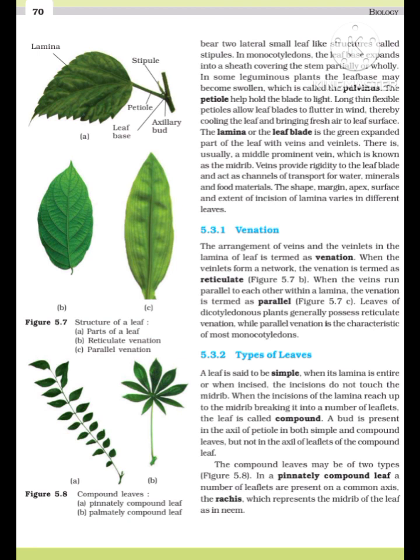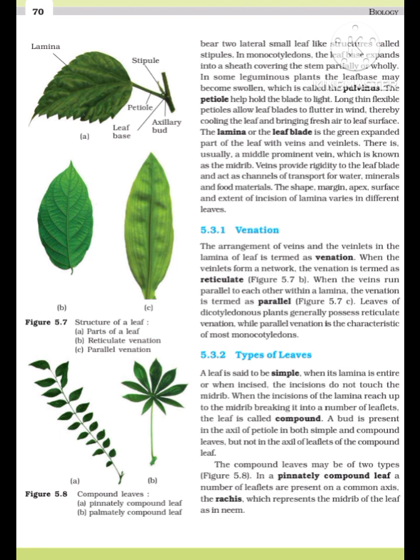The petiole helps hold the blade to light. Long, thin, flexible petioles allow leaf blades to flutter in wind, thereby cooling the leaf and bringing fresh air to the leaf surface. The lamina or the leaf blade is the green expanded part of the leaf with veins and veinlets. There is, usually, a middle prominent vein, which is known as the midrib. Veins provide rigidity to the leaf blade and act as channels of transport for water, minerals, and food materials. The shape, margin, apex, surface, and extent of incision of lamina varies in different leaves.